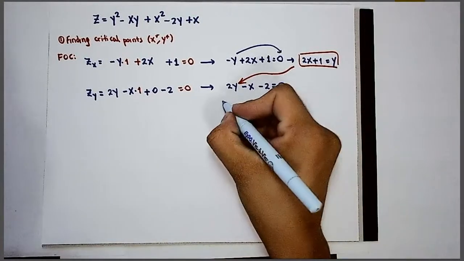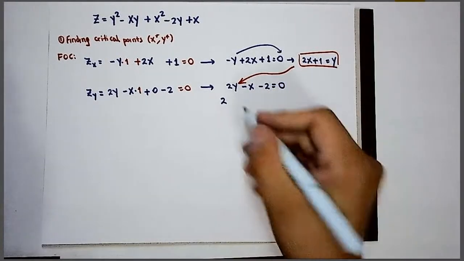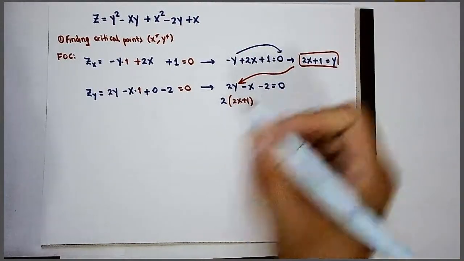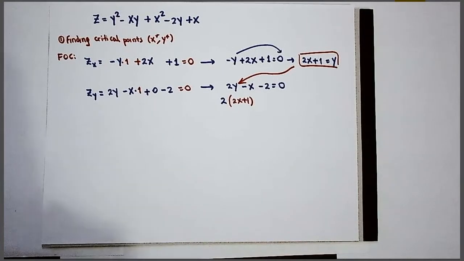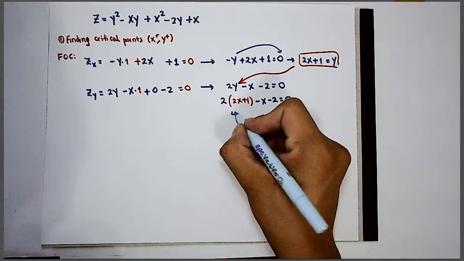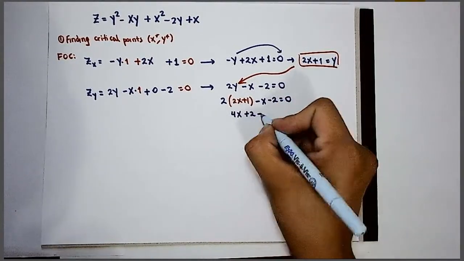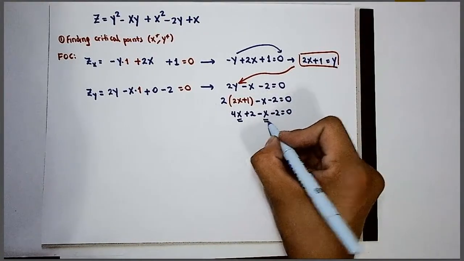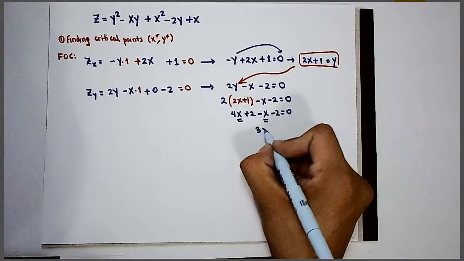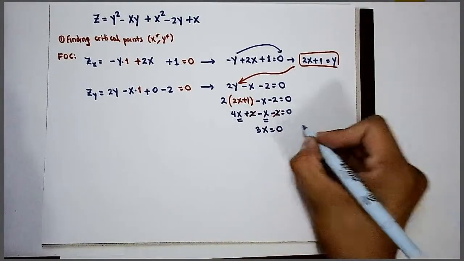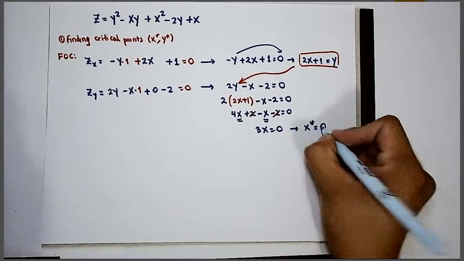And we can insert this relationship here. So this is 2 times, instead of y, we write 2x plus 1, minus x minus 2 equals 0. So this is 4x plus 2 minus x minus 2 equals 0. So this is 3x, 2 minus 2 is 0. So 3x is equal to 0. In other words, x is equal to 0.